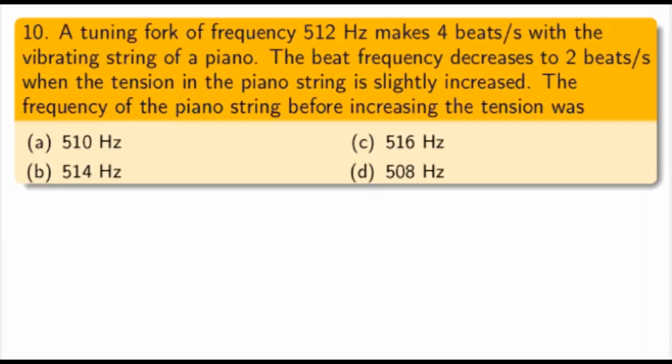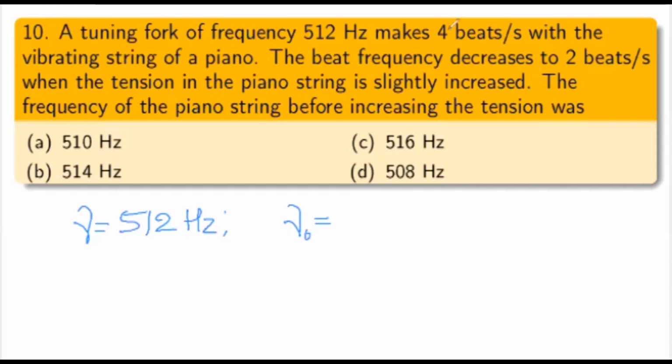Next question. A tuning fork of frequency 512 Hz makes 4 beats per second with the vibrating string of a piano. The beat frequency decreases to 2 beats per second when the tension in the piano string is slightly increased. Then the frequency of the piano string before increasing the tension was? What's given? We have a tuning fork of frequency 512 Hz, and it is producing 4 beats per second with the vibrating string of a piano. Let's assume nu naught is the frequency of the piano.